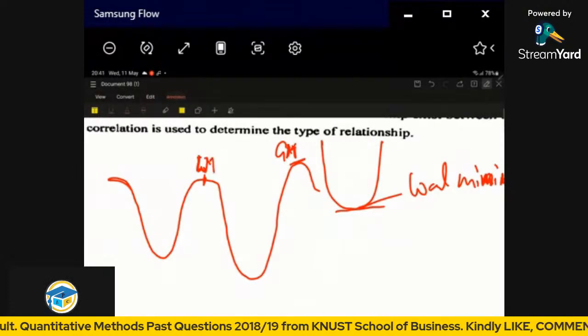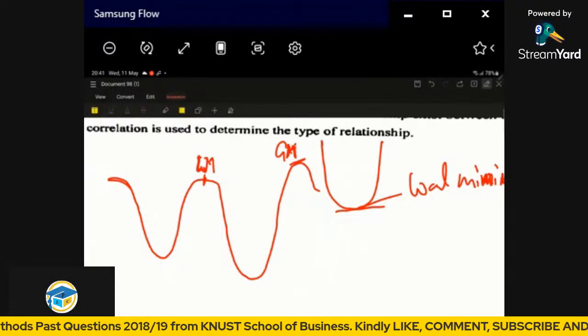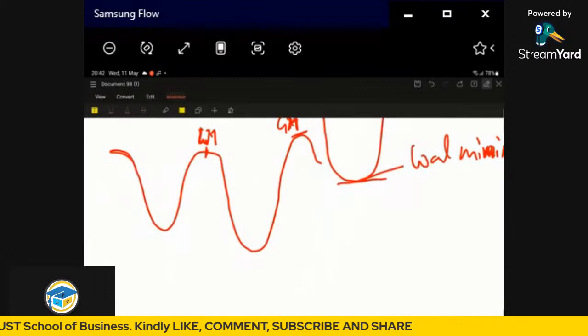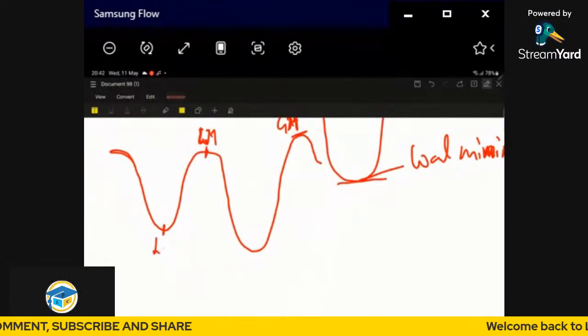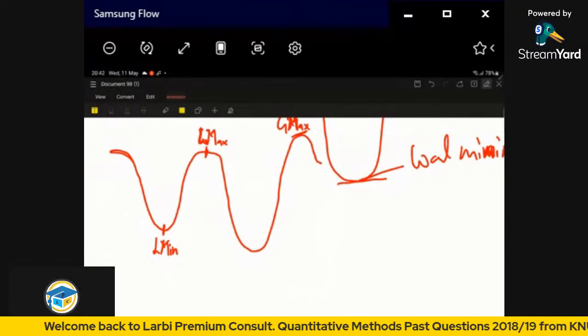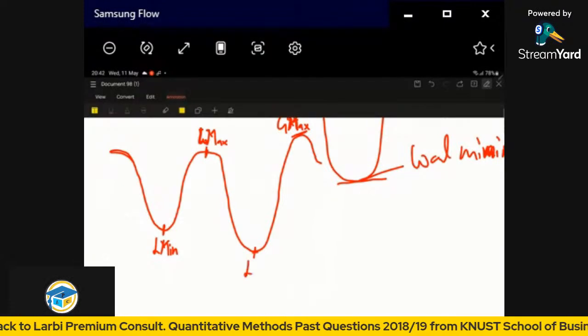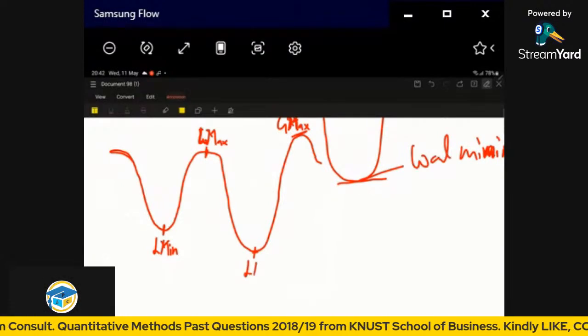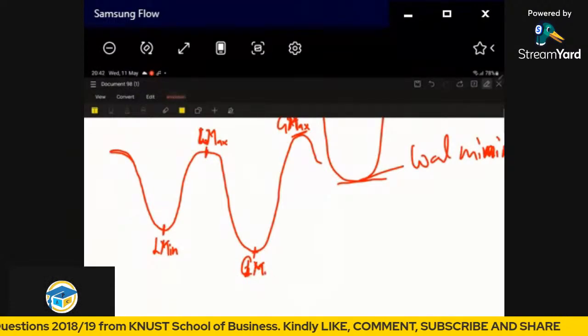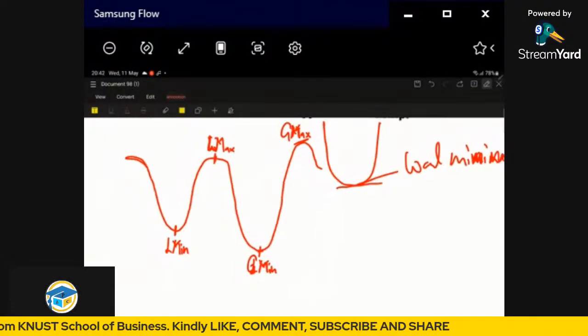So the local maxima has a smaller peak as compared to the global maxima. But here too, we can say that here is our local minima. Is that okay? So let's say local min, local max, and global max. And here we can say that here also is our local min, and our global min.